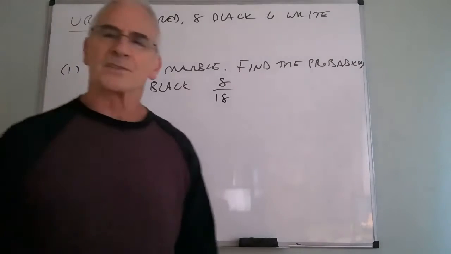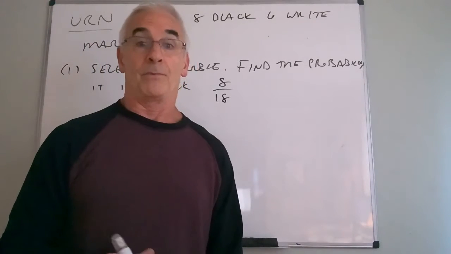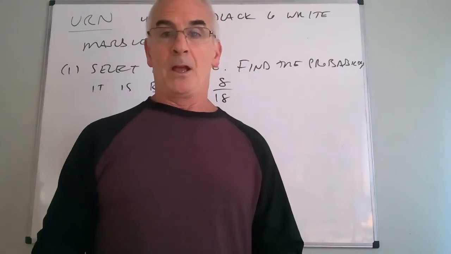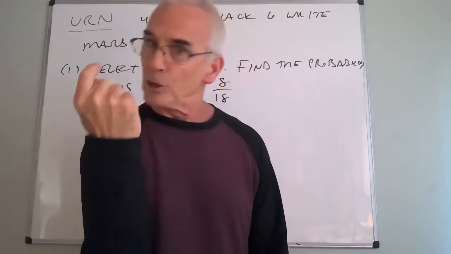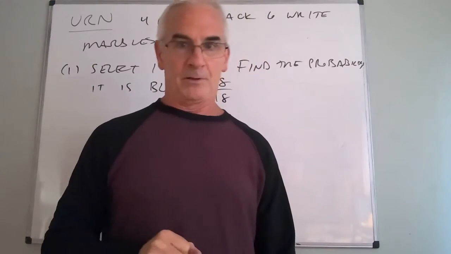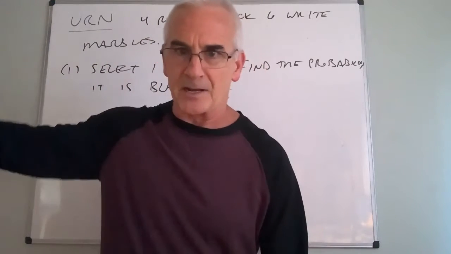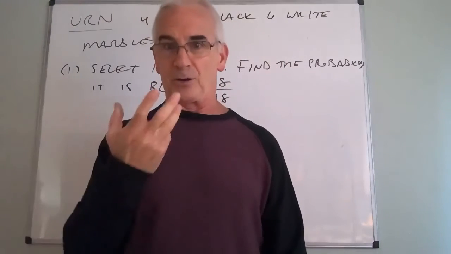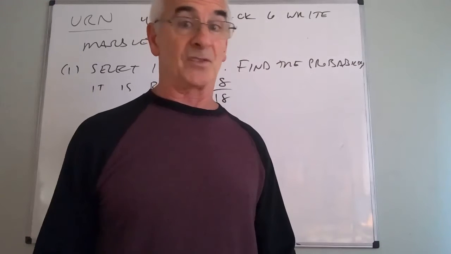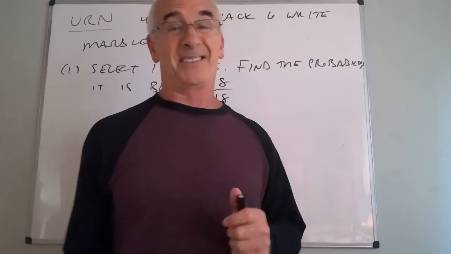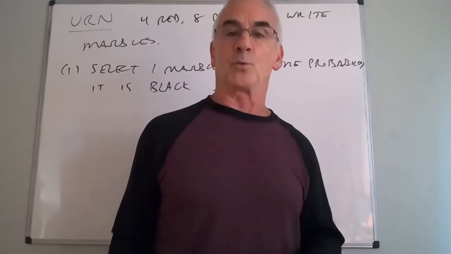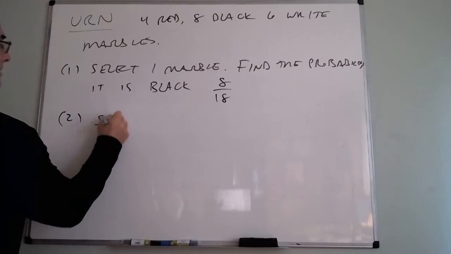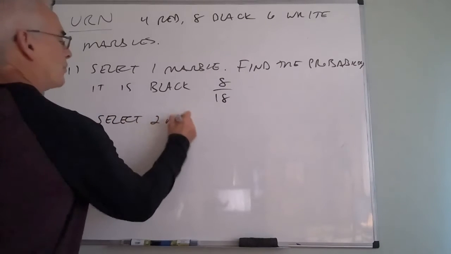Now, I want to select more than 1 marble. Here's where it gets a little bit tricky. I want to select 2 marbles. Let's keep it real simple. Do I pick a marble up, look at it, put it back in, mix them around? Do I pick a marble up, look at it, set it aside, and pick a second marble? Do I grab 2 marbles simultaneously and pull them out and look at them? I just gave you 3 different cases that are all different in how we view them. And this is kind of tricky. So there's words that we use. We're going to select 2 marbles.